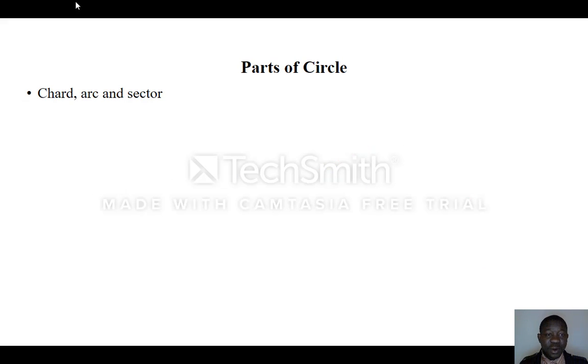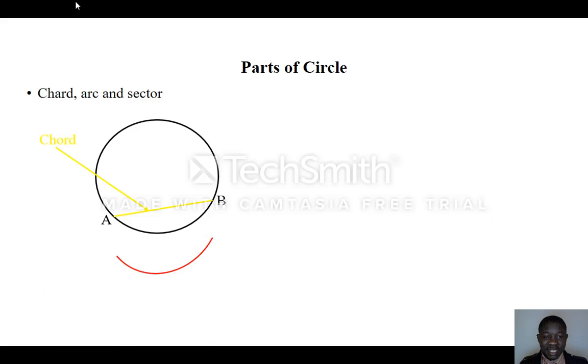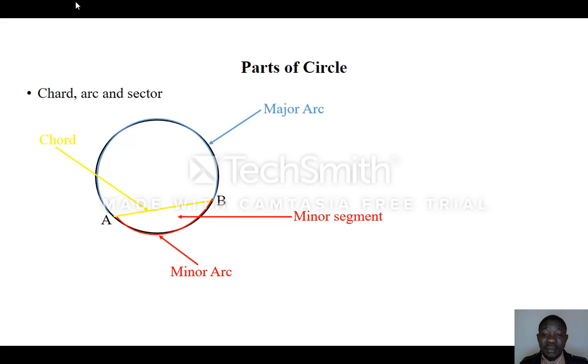Now, let's look at chord, arc, and segment. If I have this to be my circle, the line AB is called a chord. This AB in red is what we call the minor arc. Then this is what we call the major arc. Then we have this area to be the minor segment, and here the major segment.